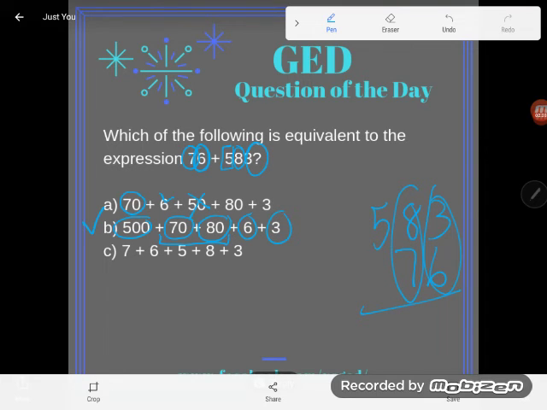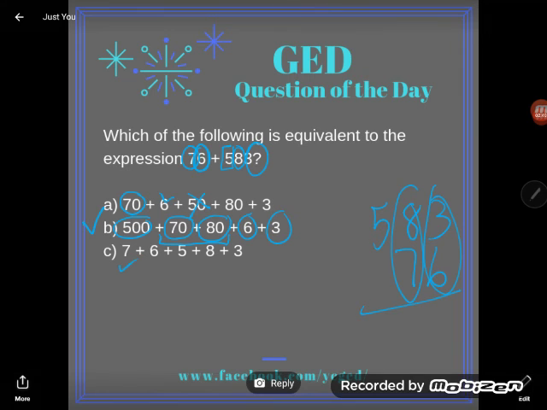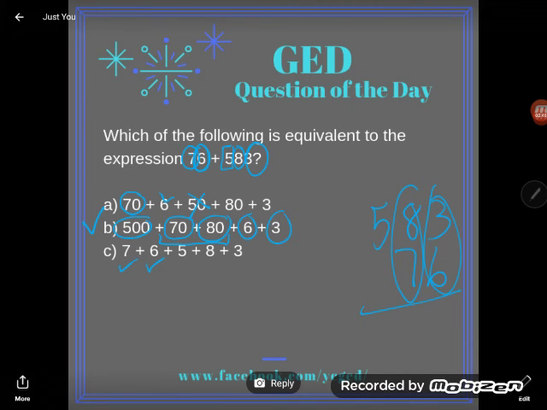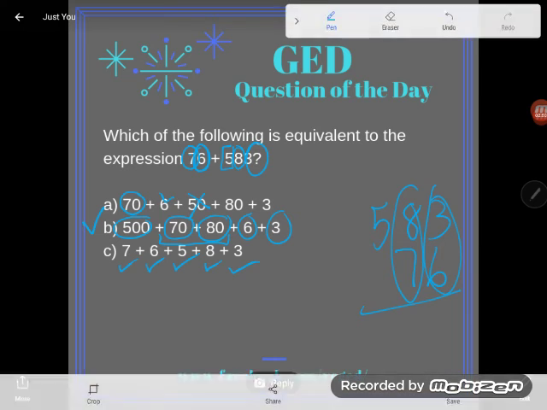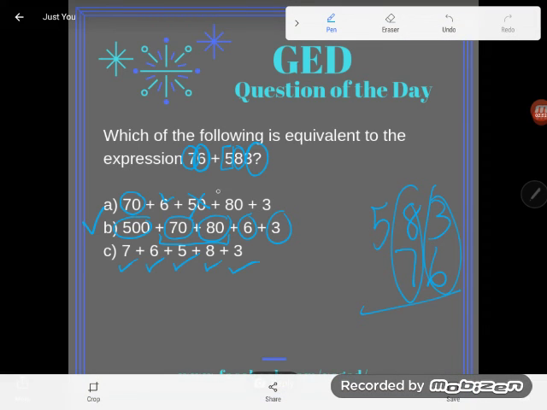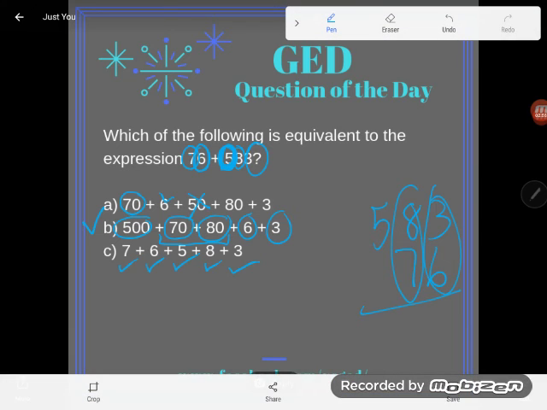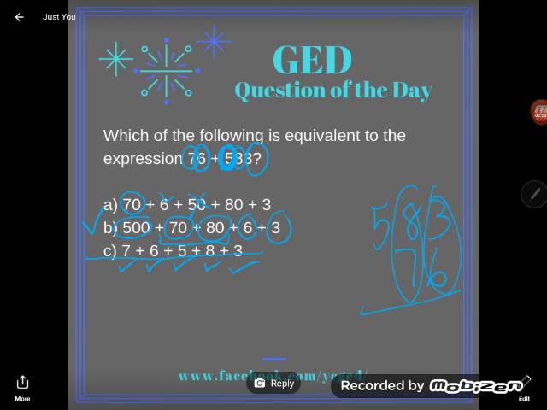And we can see that C is utter nonsense. They're treating this like it's a plain old 7, not just a digit 7, but a 7 in the ones place, and a 6 in the ones place, and a 5 in the ones place, 8 in the ones place, and a 3 in the ones place. That's complete nonsense. We know, for example, this 5 does not mean 5 ones. It actually means 5 hundreds. So this is nonsense. So indeed, the correct answer here is B.